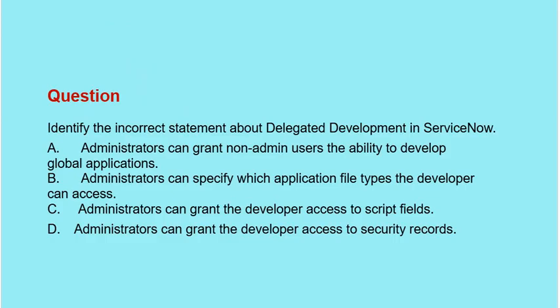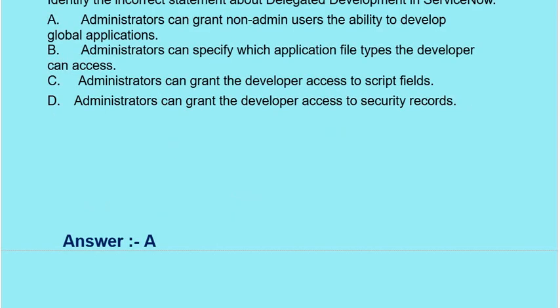Question is, identify the incorrect statement about delegated development in ServiceNow. Option A, administrators can grant non-admin users the ability to develop global applications. Option B, administrators can specify which application file types the developer can access. Option C, administrators can grant the developer access to script fields. Option D, administrators can grant the developer access to security records. Correct answer is option A.